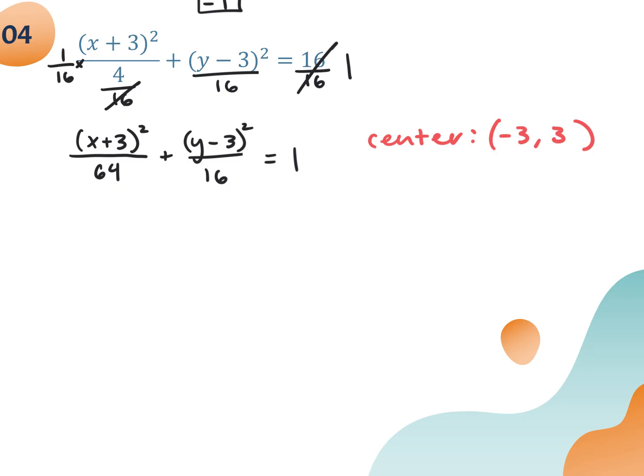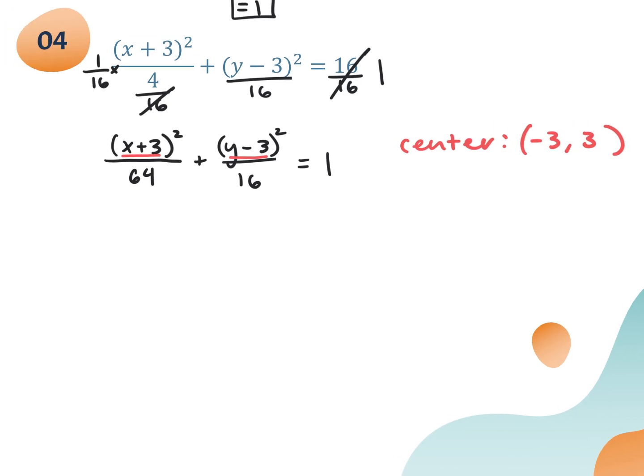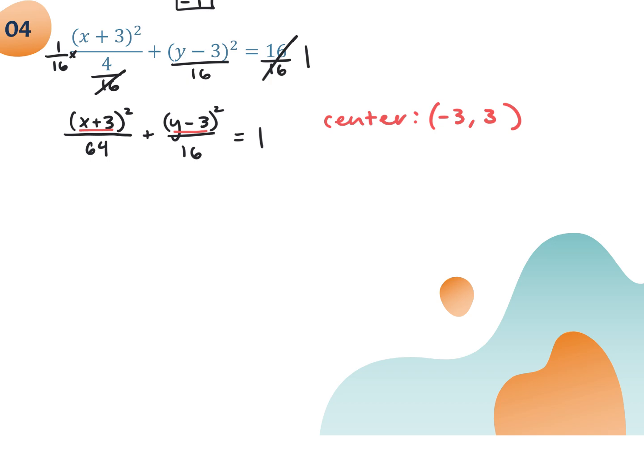-3, comma, +3, perfect. The h always comes from the number with the x, but we change the sign. And then the k always comes from the number with the y, but we change the sign. So it's -3, comma, +3. Now we can graph that.